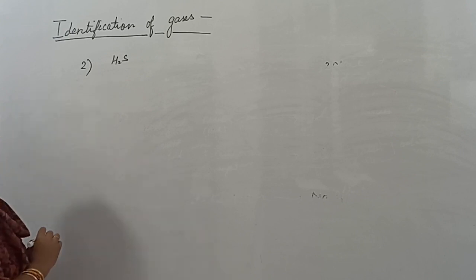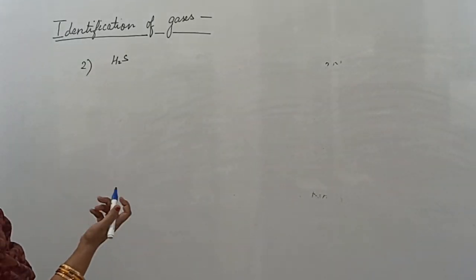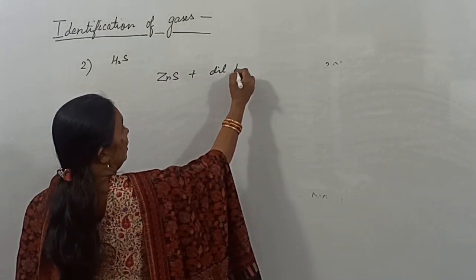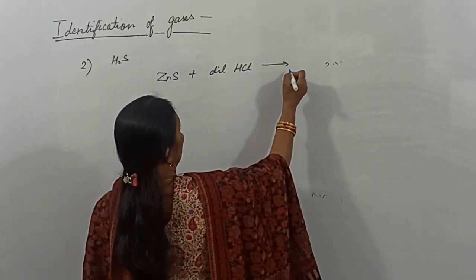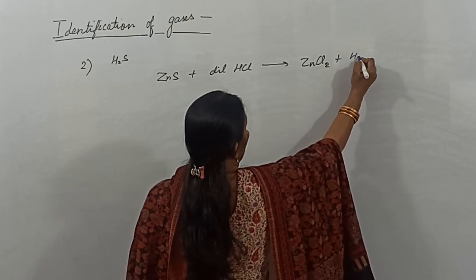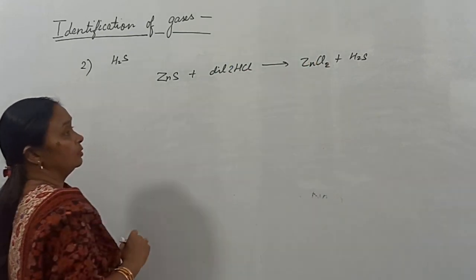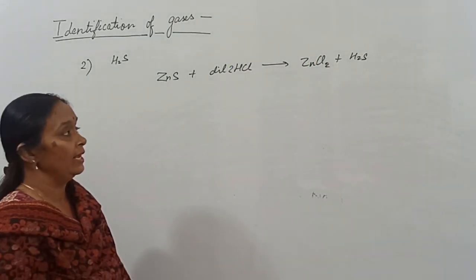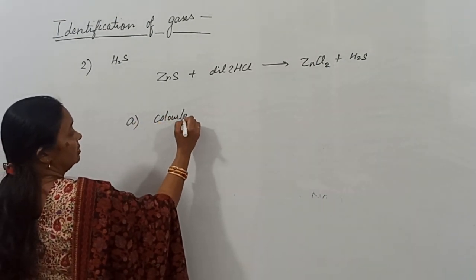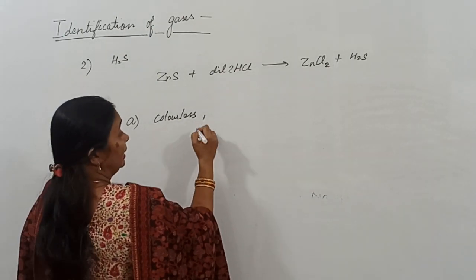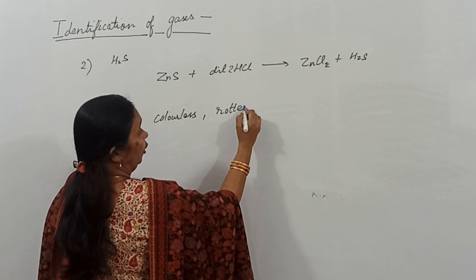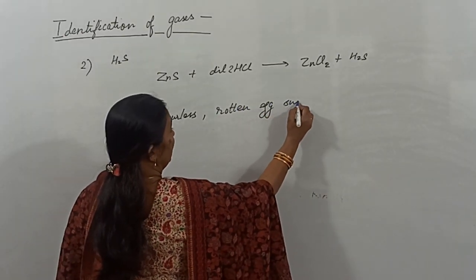H2S is hydrogen sulfide. Hydrogen sulfide can be produced whenever any sulfide like zinc sulfide reacts with dilute acid, say HCl. So it will give ZnCl2 plus H2S gas. So in this reaction the hydrogen sulfide gas is produced. This is a colorless gas and it has a very foul odor of rotten. You will get rotten egg smell when this gas is released.